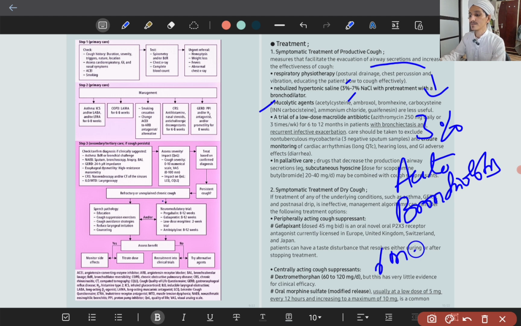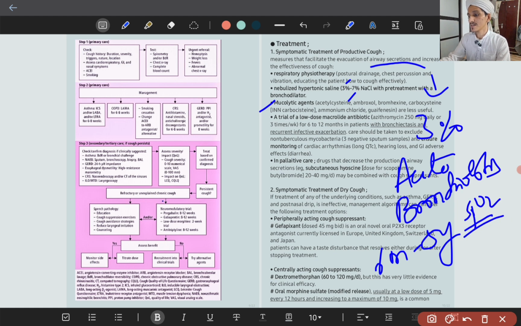Parents bring the children with an increased rate of respiration. There will be abdominal breathing along with intercostal muscle recession. But there will be no history of fever. Parents will say the child had a cold, and now the child has developed this increased rate of respiration. SpO2 will be normal in these patients.